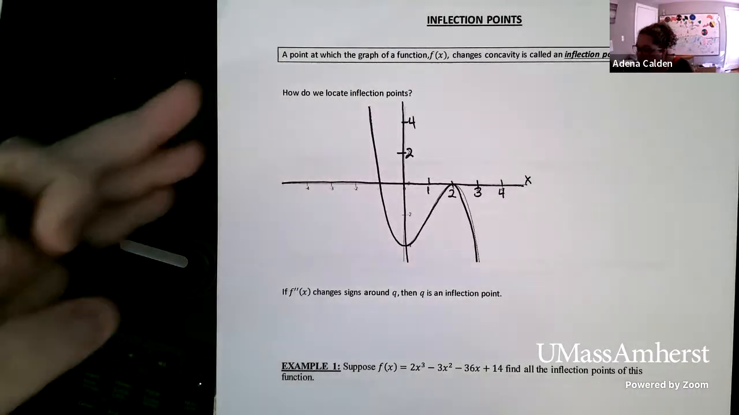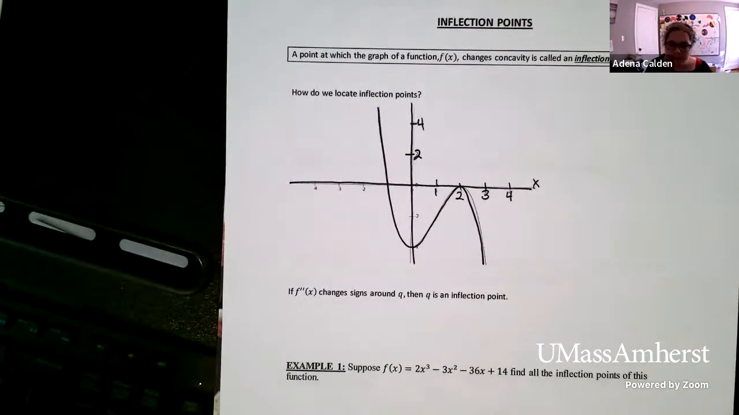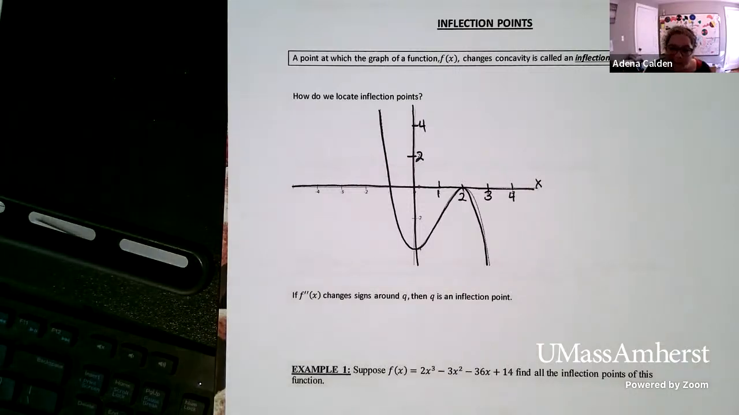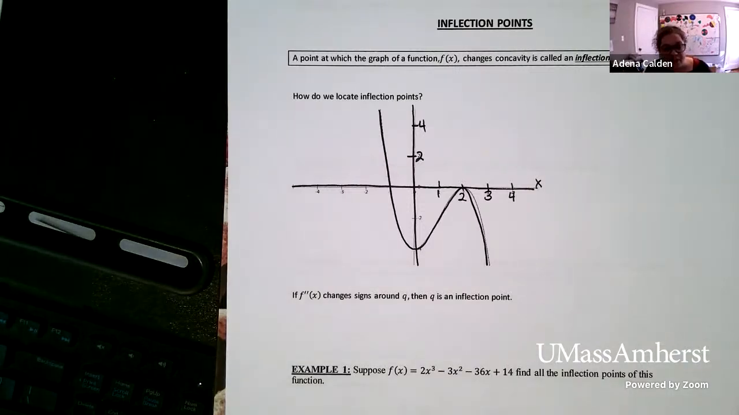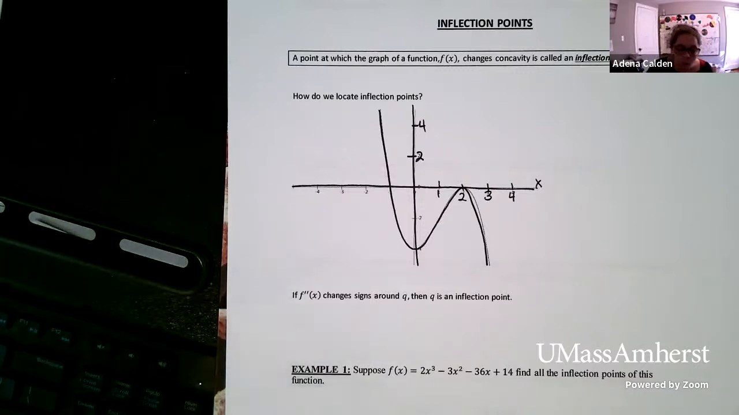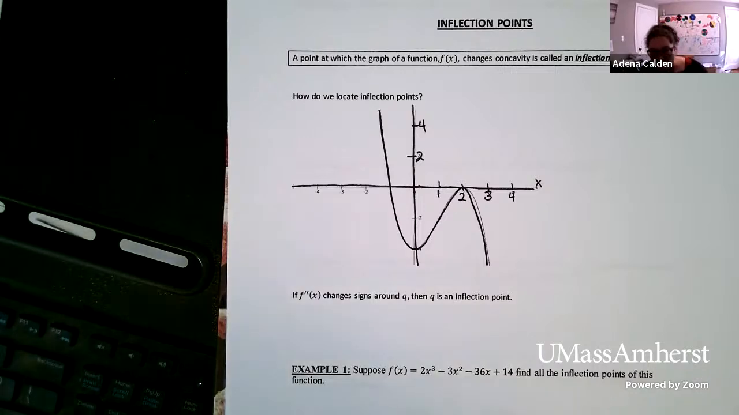All right. So we've sort of mentioned inflection points casually in chapter 2, but today we're going to learn about them more formally. How do we find them? How do we determine where they are? And how do we work with them? So let's start by talking about what an inflection point is. An inflection point is a point at which the graph of a function f of x changes concavity. So it's where we change from concave up to concave down, or concave down to concave up.